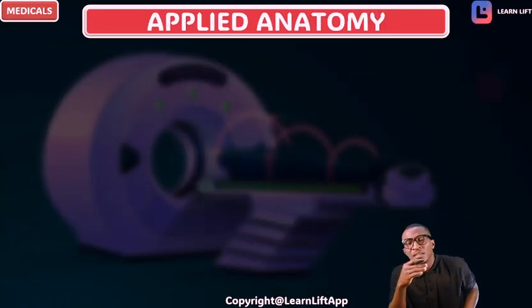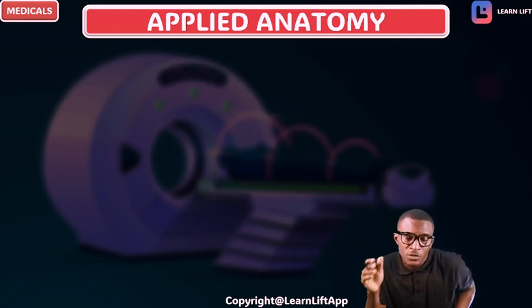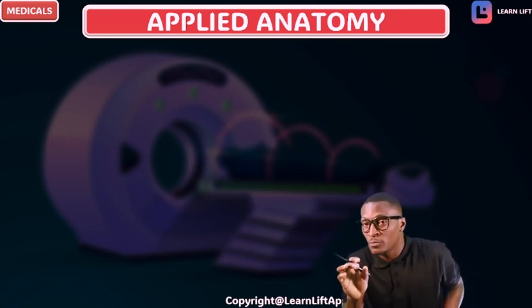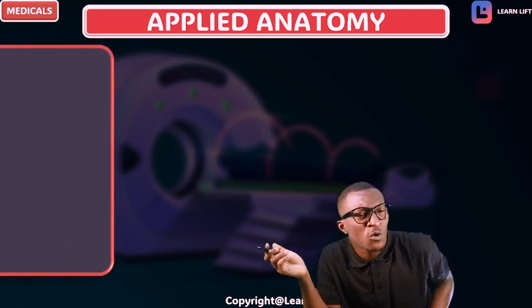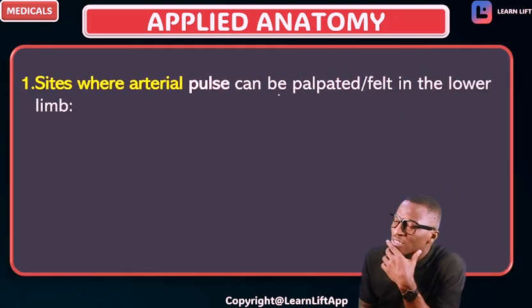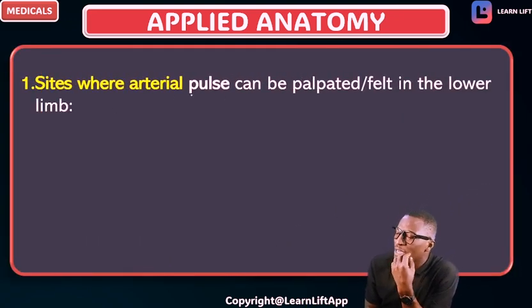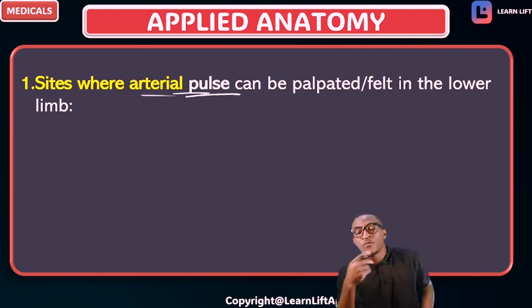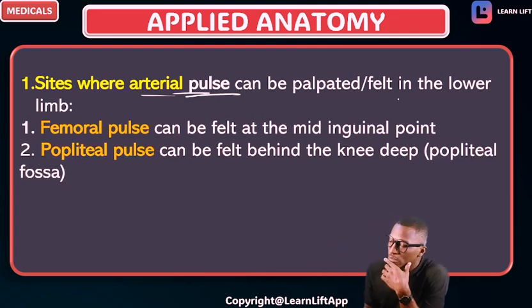This is what we call the blood supply of the lower limb. What blood supply did we talk about? We have talked about the arteries. Now, what is the applied anatomy? Take note that these are sites for arterial pulse. You can feel the arterial pulse from the blood supply. What are the arterial pulses you can feel? Number one, femoral pulse. Femoral pulse can be felt at the mid-inguinal point.